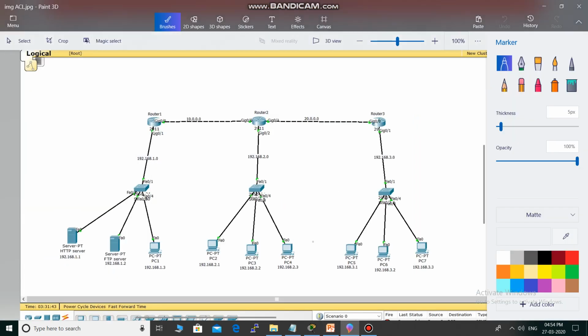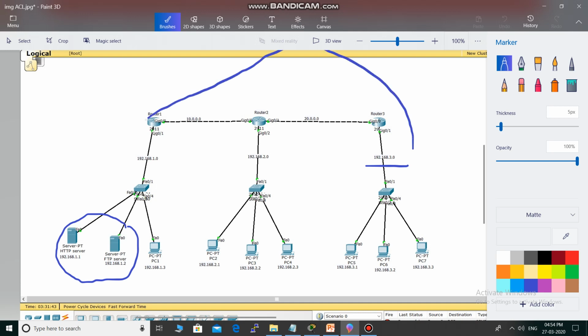Now focus on this. For example, in this network we have different services running. These are the two services running on this network. Suppose you want to deny the users working on this particular network 192.168.3.0 from accessing these services, then you can do it with the help of ACL.